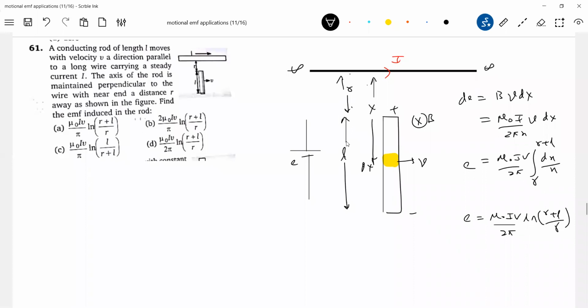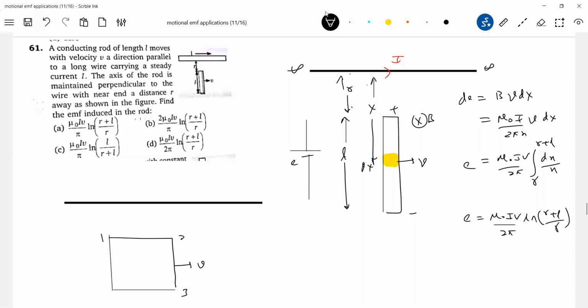And now, nearby this same long wire, let me conclude here only, it'll be easy for you. I'll move a loop. Carefully think and analyze: what should be the EMF induced in the loop? 1, 2, 3, 4. Square frame, let it be.